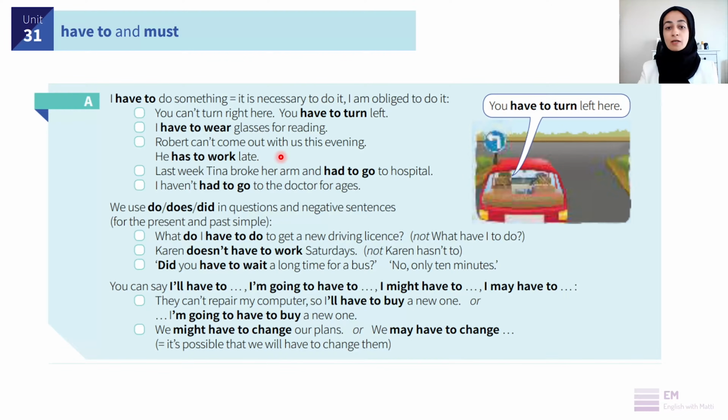Robert can't come out with us this evening. He has to work late. میگه رابرت امشب نمیتونه عصری با ما بیاد بیرون چون که باید تا دیر وقت کار کنه. Last week Tina broke her arm and had to go to hospital. هفته پیش تینا بازوش رو شکست و باید میرفت بیمارستان. I haven't had to go to the doctor for ages. من مدت خیلی طولانیه که اصلا مجبور نشدم برم دکتر.